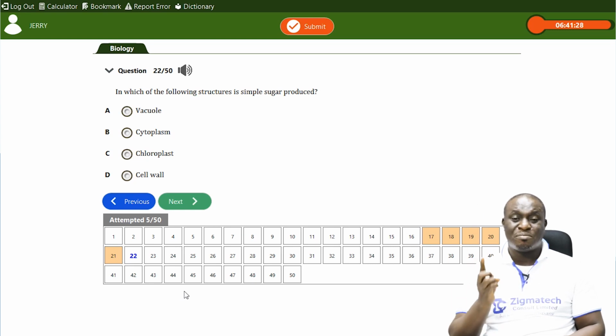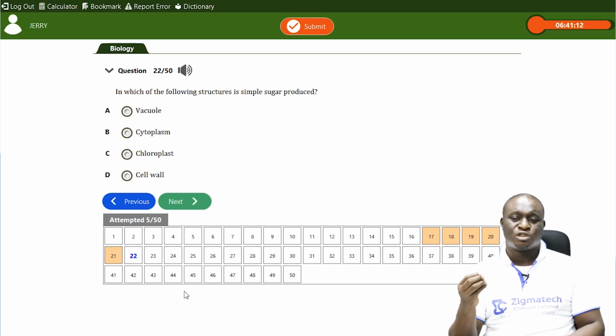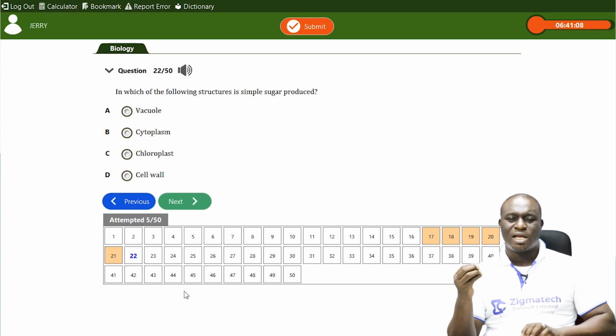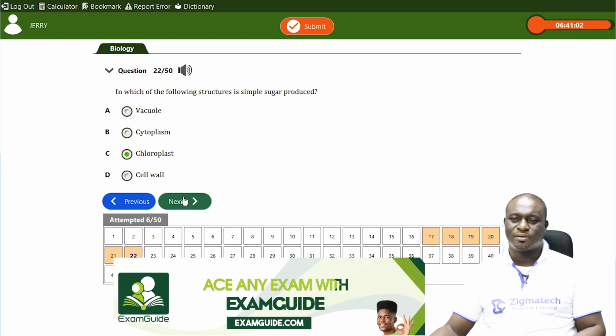The correct answer, because one of the byproducts of photosynthesis is simple sugar, as well as the release of oxygen. That's how you test a plant to prove that it has actually undergone photosynthesis. So the correct answer to this particular question is C, and that is the chloroplast. So we have it as C.